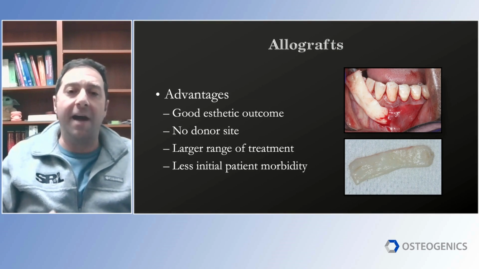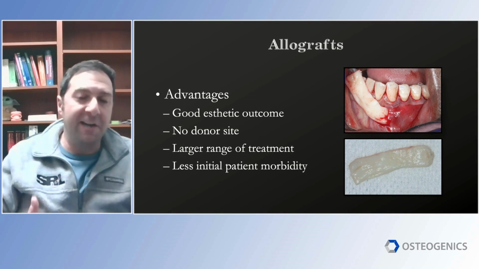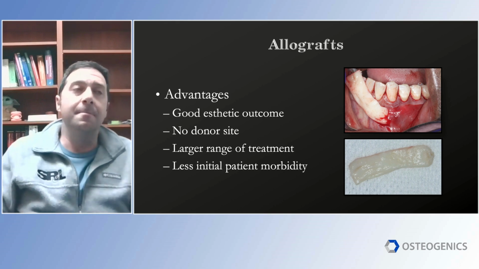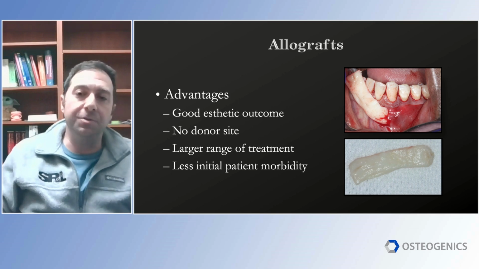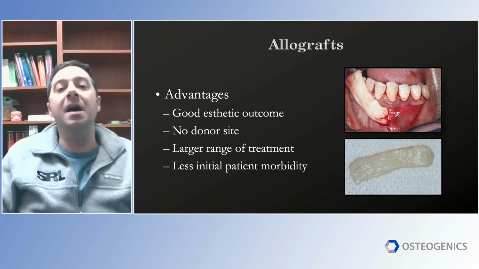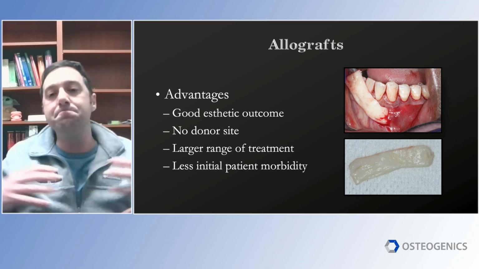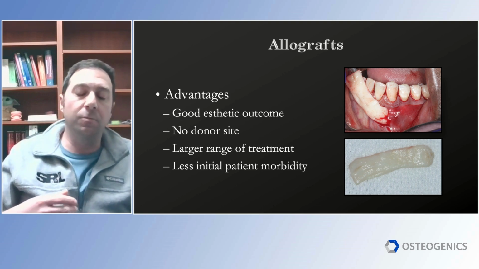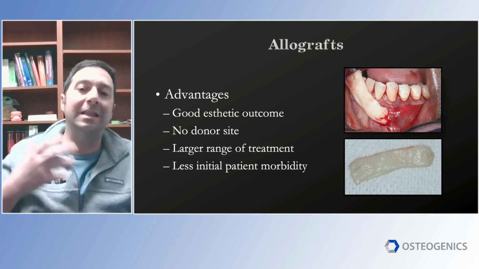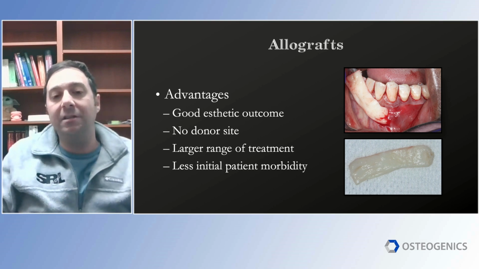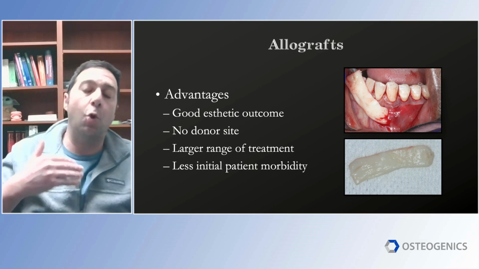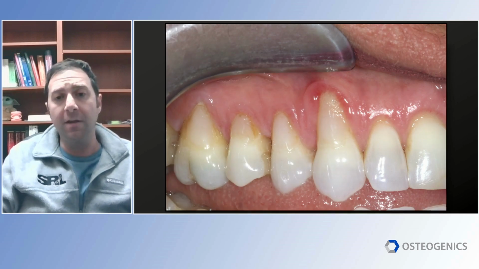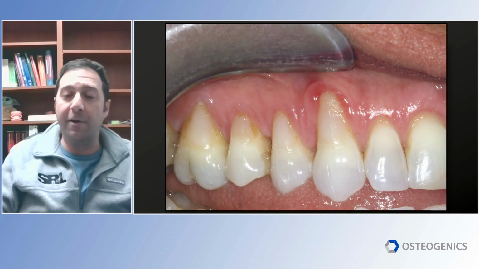So, with allografts, there are plenty of pros. We have a good aesthetic outcome. There's no donor site, which is primarily the reason that we use allografts in soft tissue grafting. Because of no donor site, we can treat more teeth. We have a larger range of treatment. We can treat an entire quadrant without thinking about it, because we're not limited by the palate. And with that, there's less initial patient morbidity. There's only one surgical area. There's not two. We don't have to go to the palate. And as far as the outcomes, they're very successful.